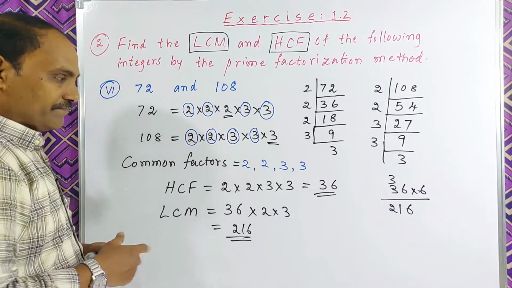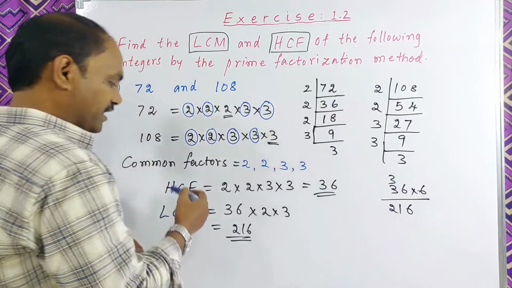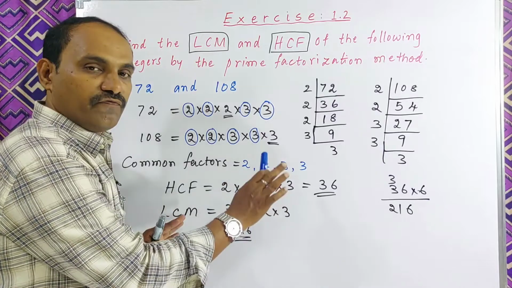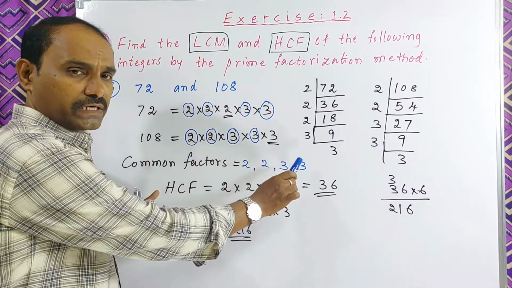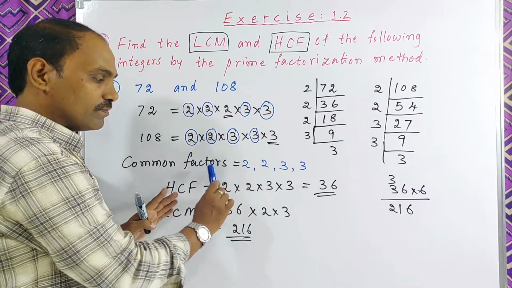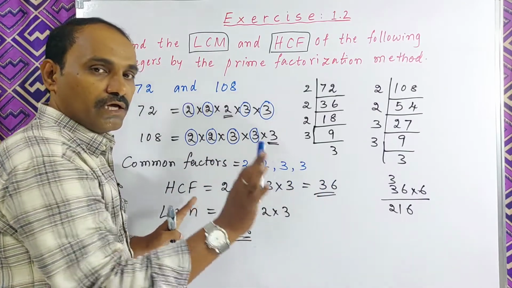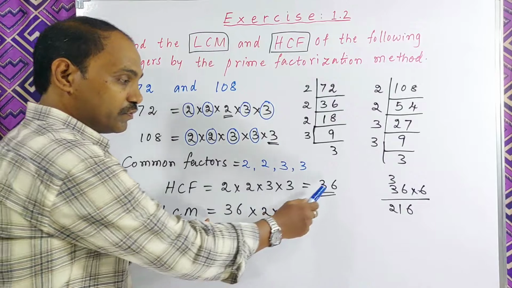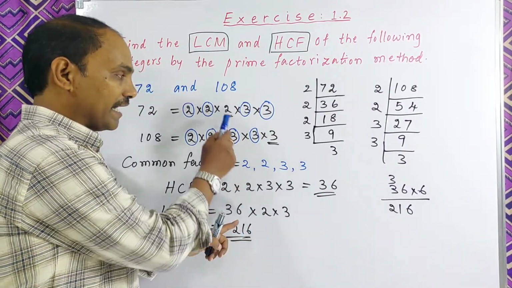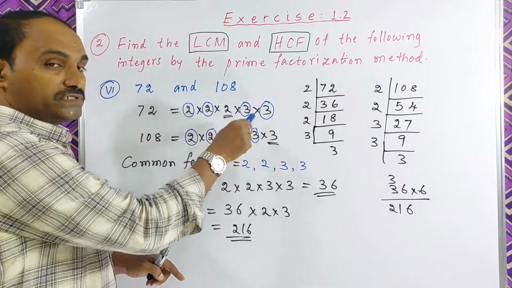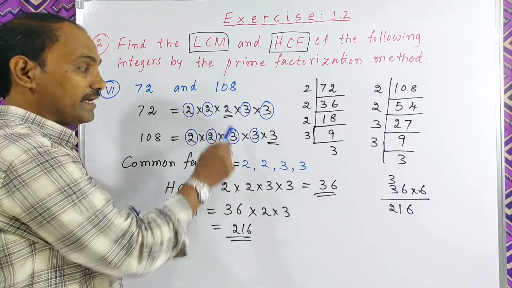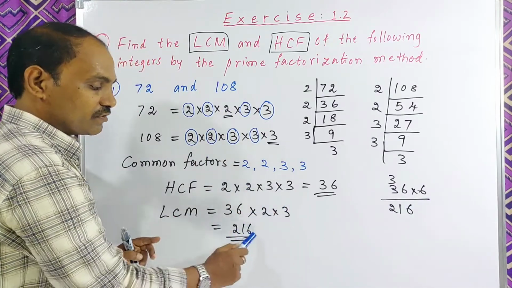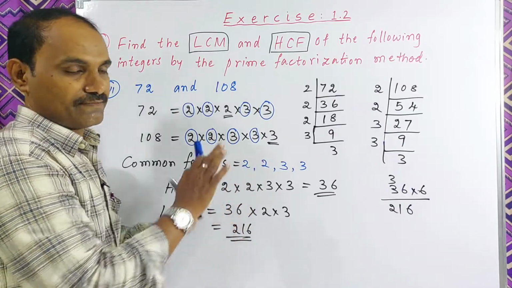Remember one thing here. HCF is the product of common factors. List out the common factors first, then HCF is equal to the multiplication of all common factors. You will get your HCF. Then LCM: write HCF into the remaining factors. Round up those common factors, so the remaining factors are 2 and 3. Multiply with 2 and 3, and you will get your LCM. This is the simplest method.